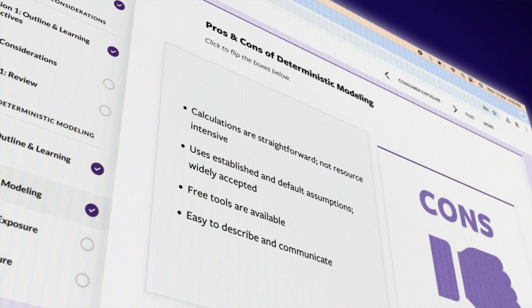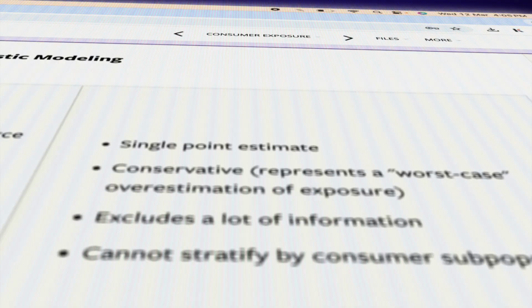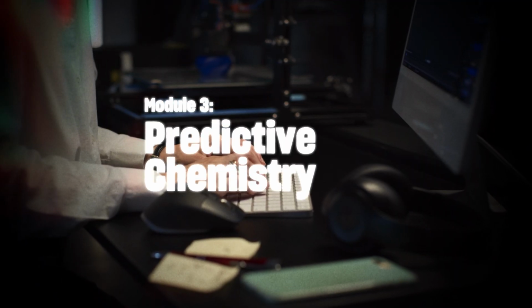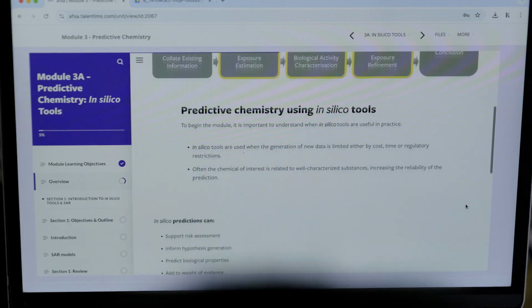What is the exposure exactly, and what's the variability of that exposure? Like, what's the range? Module 3 talks about some of these predictive models that we use. So it's called predictive chemistry. So you start to get into some computer modeling here.